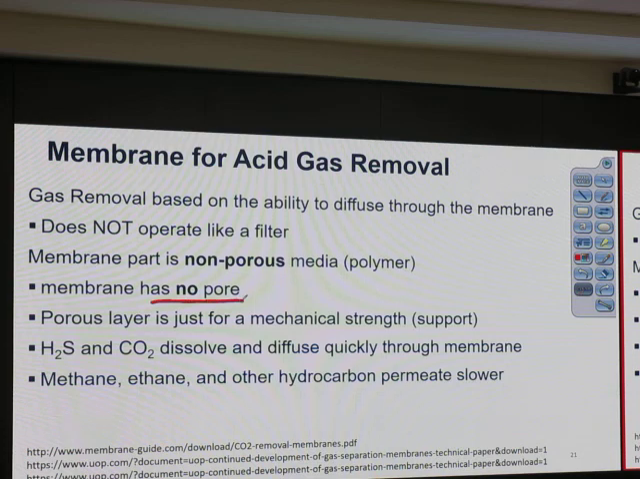The membrane has no pores. The porous layer is just for mechanical strength, for support. H2S and CO2 dissolve and diffuse quickly through the membrane. Methane, ethane, and other hydrocarbons permeate slower. In the gas plant, you will find out. Okay, trying to find out why do they use it?